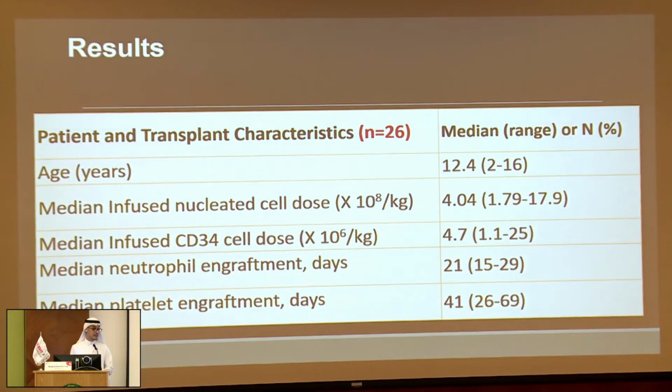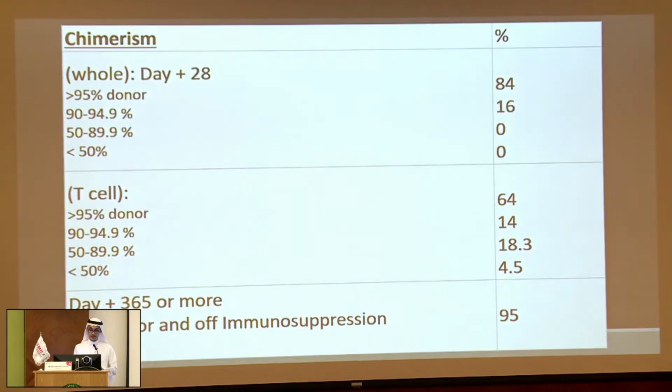We had 26 patients, with ages ranging from 2 to 16 years, a median infused TNC of 4 and a median infused CD34 of 4.7. Remember, those are all bone marrow, not peripheral blood. The median neutrophil engraftment was around 21 days and platelet engraftment 41 days, and the outcome was better than expected compared to the whole group.